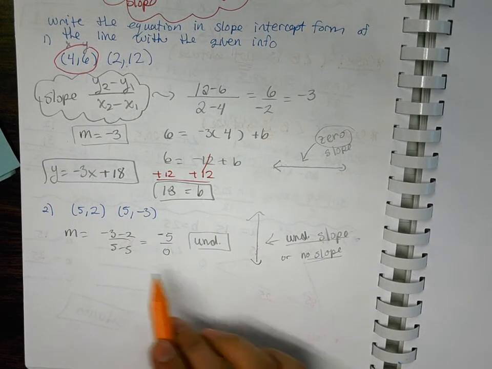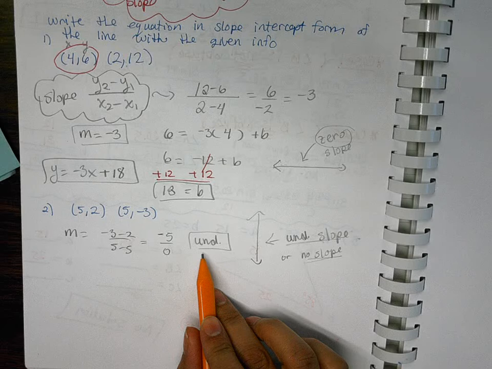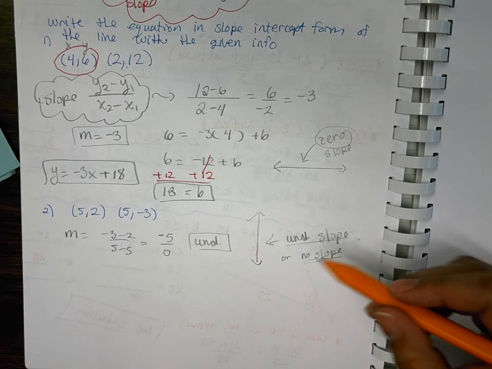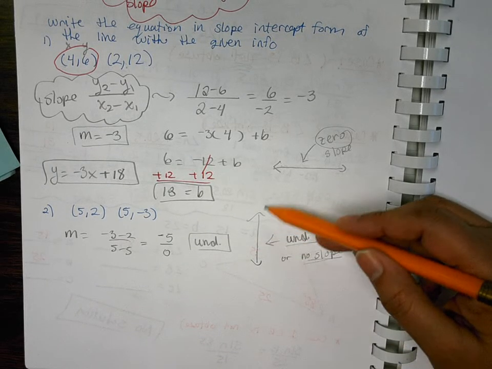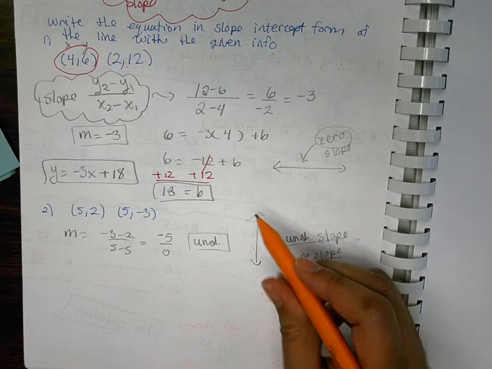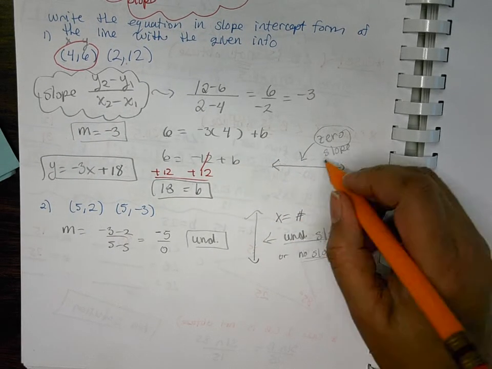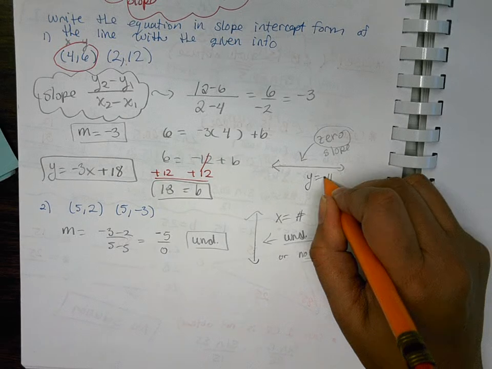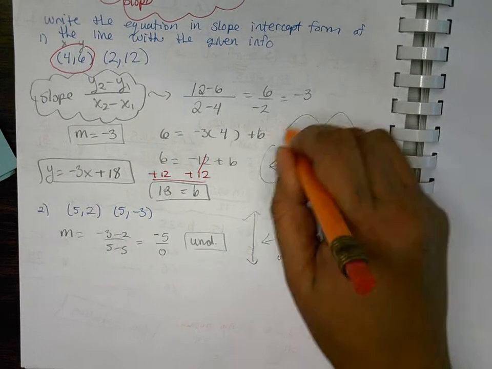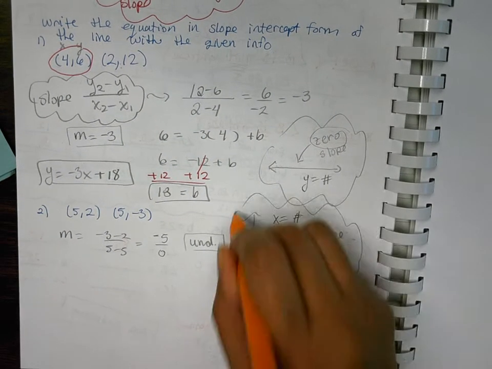All right. So remembering what we know about undefined lines, are these lines x equals a number or y equals a number? This is x equals a number, and this one is y equals a number. So that's just quick review. When you get to them today, you know what to do.